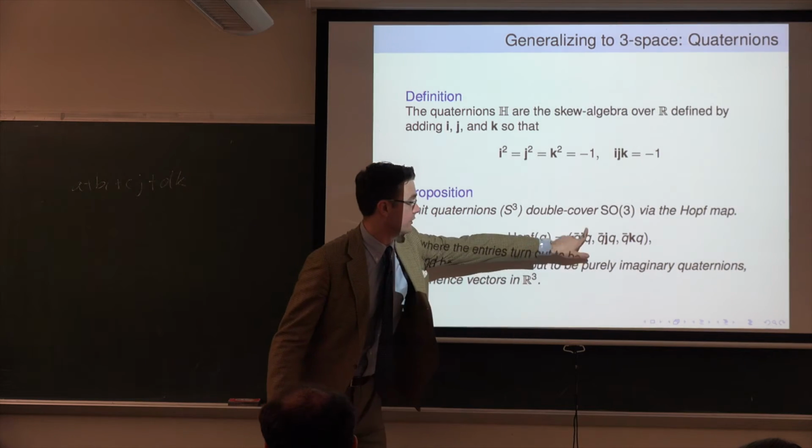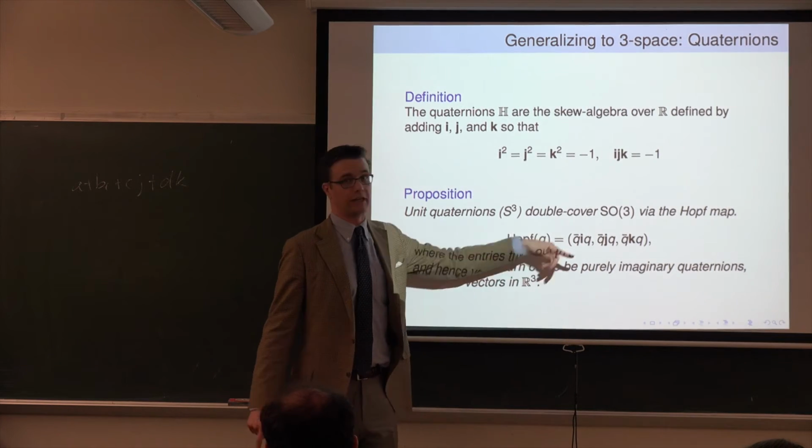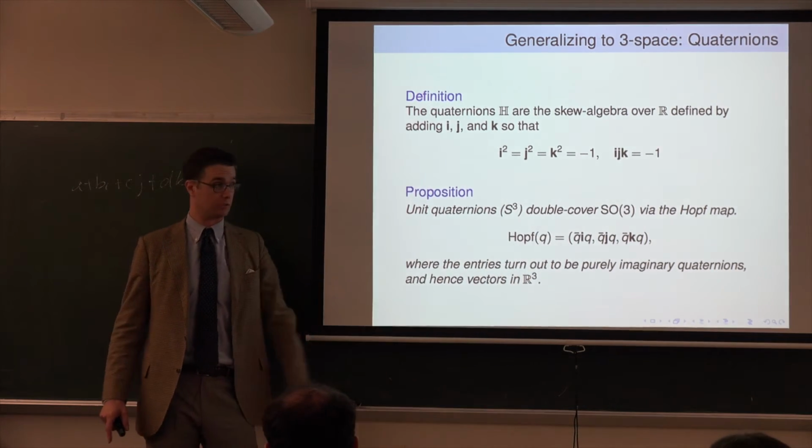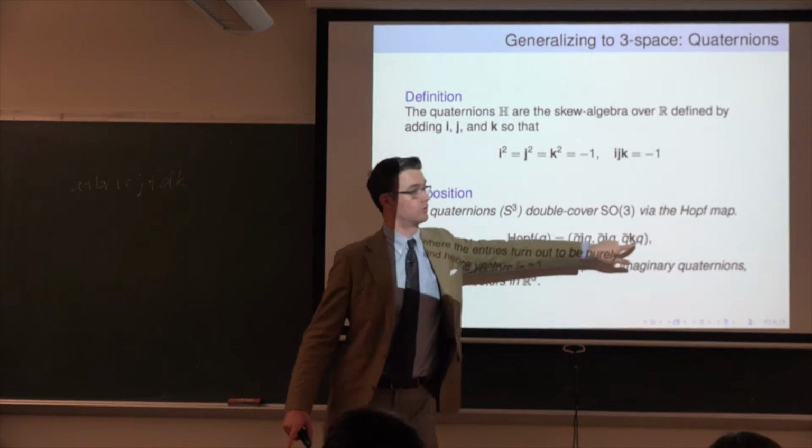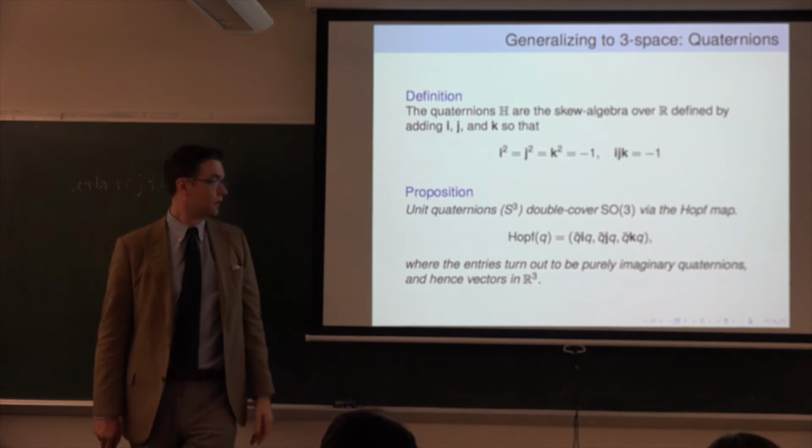And then the norm of this column is the norm of Q squared, but the norm of Q was 1, so that's still 1. And the fact that I, J, and K are perpendicular tells you that these three columns are also perpendicular.